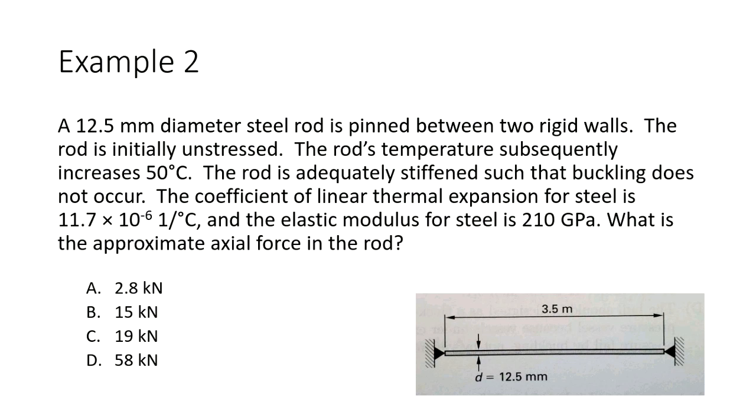And the question is, what's the approximate axial force in the rod? Which I think it would make sense that you get some axial force in the rod. You take that rod, you sandwich it between those two walls, and you heat it up. That rod's wanting to bow out, and so the wall's keeping it back. So the rod's actually experiencing compression. We're trying to figure out how much that is. Okay.